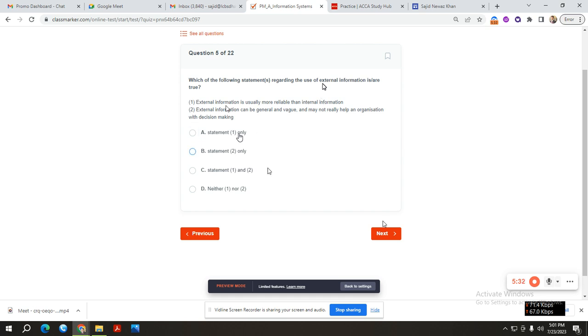So these three options are automatically gone because all three have statement 1 in them. So we can already click on statement 2, but what does it say? External information can be general and vague and may not really help an organization with decision making. Of course, as I said, external information has no specific structure, I want exactly that information, and how true it is, it's very difficult to identify. So statement 2 is definitely going to be a true statement.